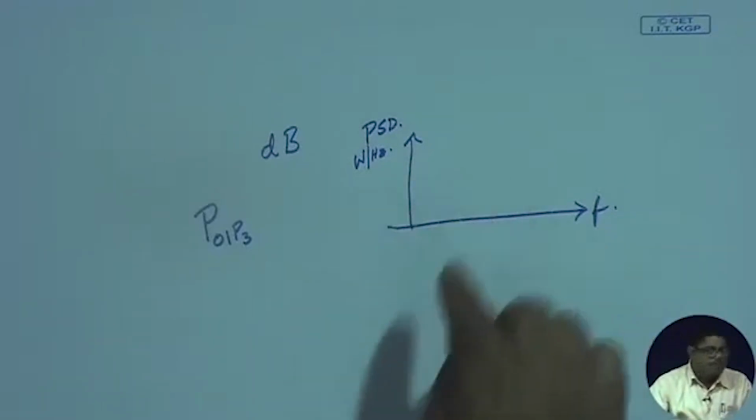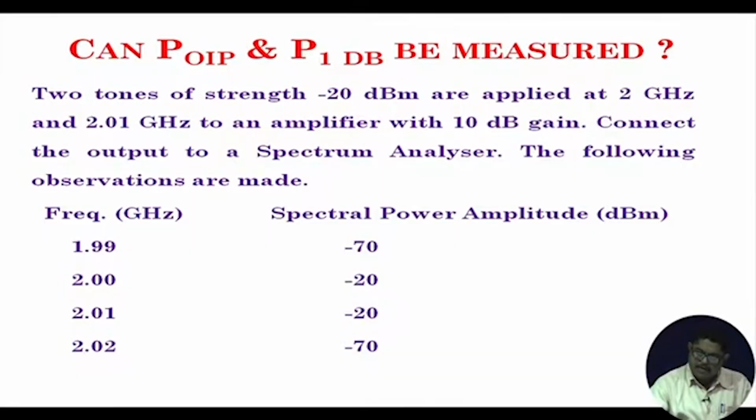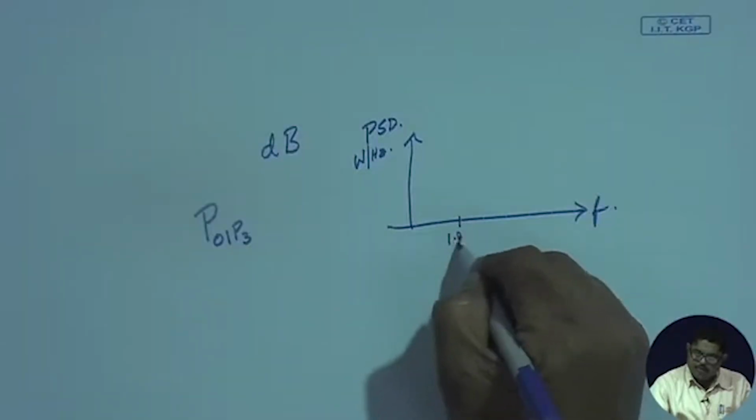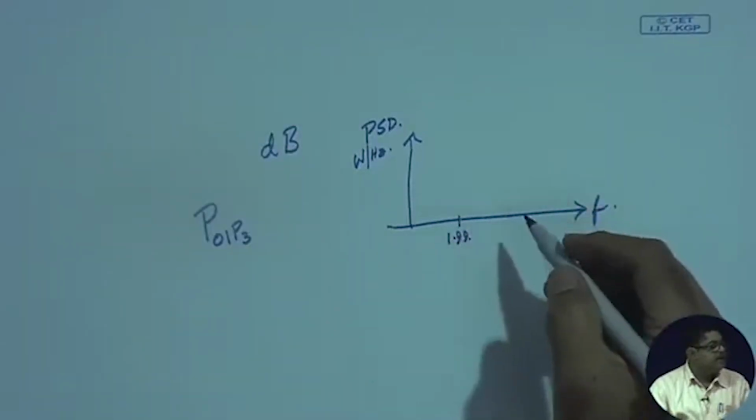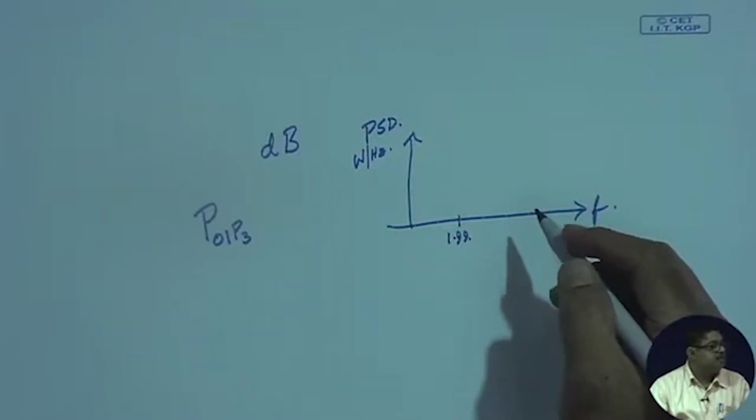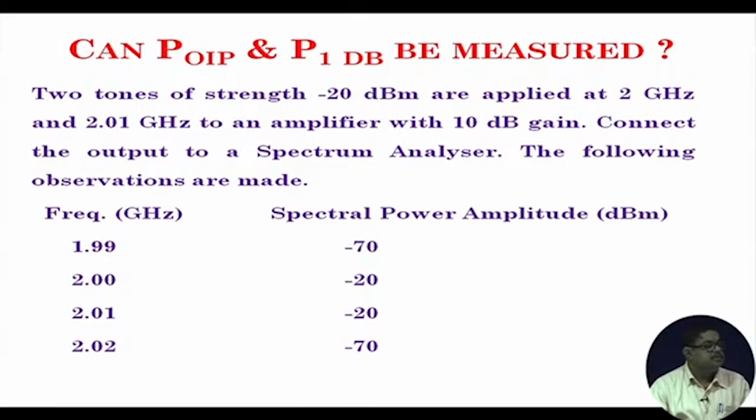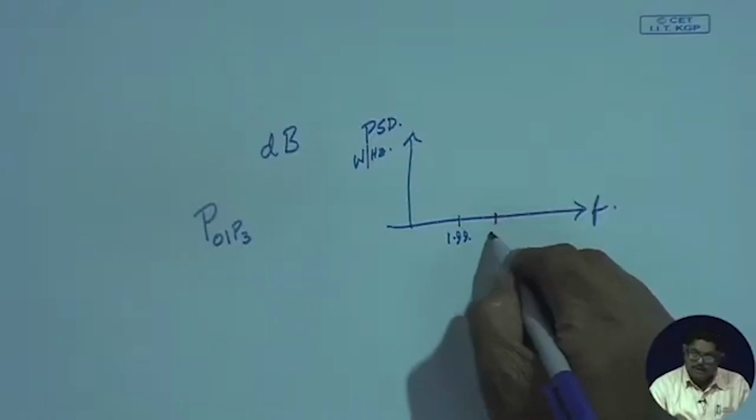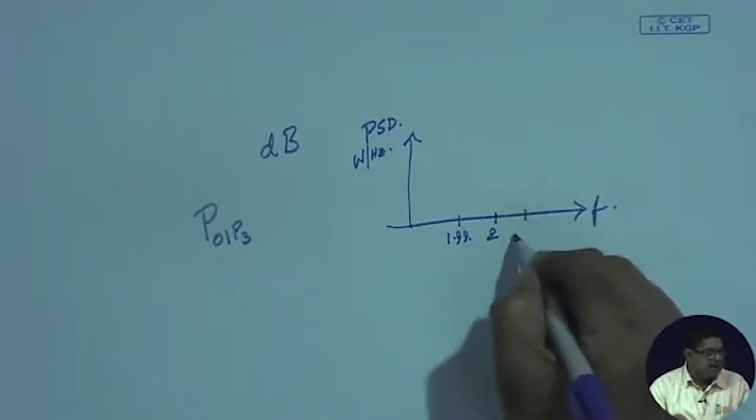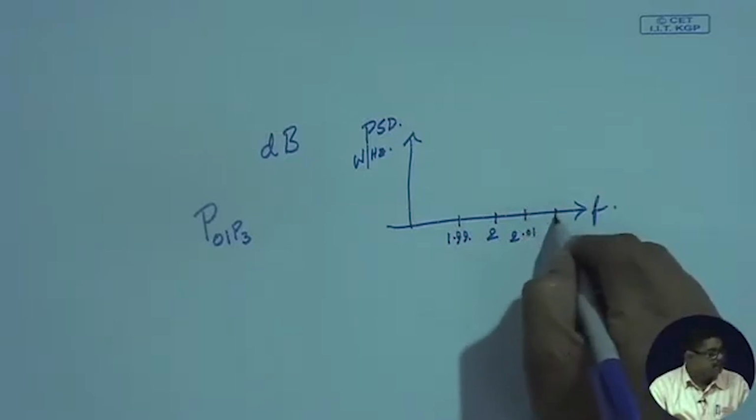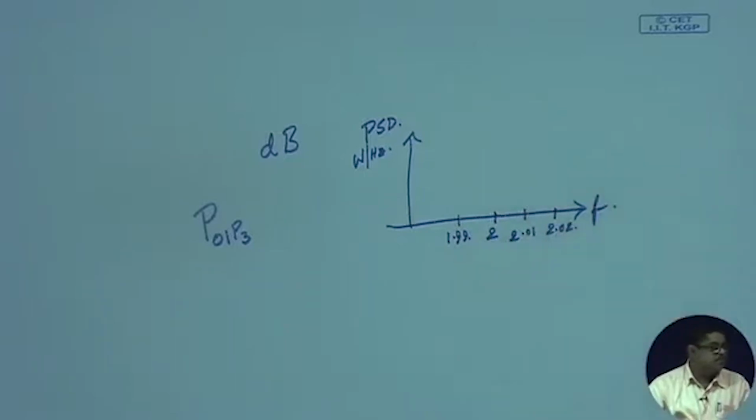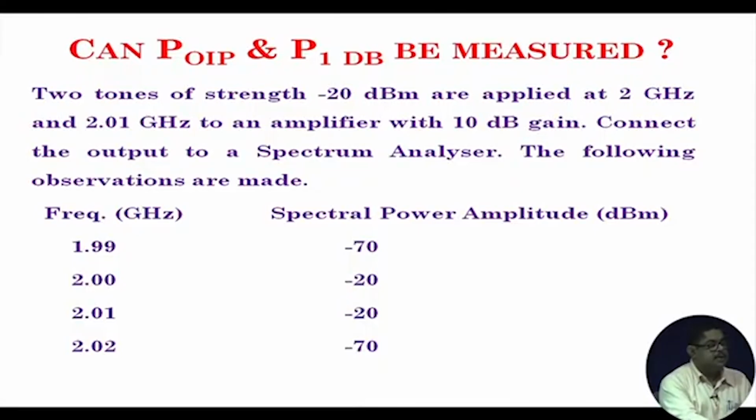Now, you measure and you will see there is a component at 1.99, because 2 minus 0.01, that is 2 minus 2.01 difference, gives this 1.99. There is another at 2, another at 2.01, and another at 2.02, and the spectral power amplitude.